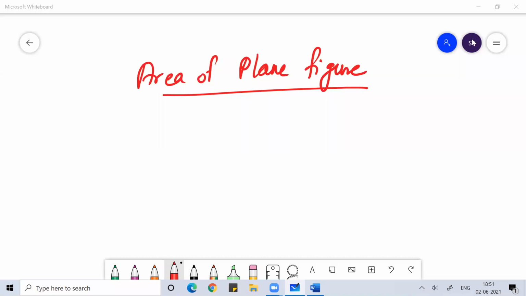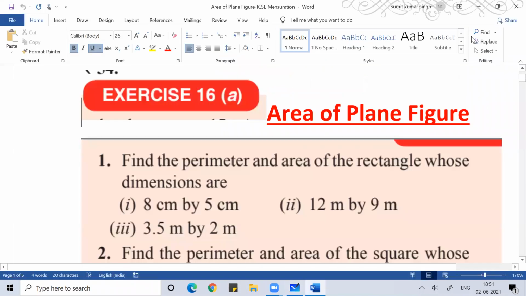We'll do this area of plane figure. One by one, we'll do this numerical based on this exercise 16 here. So, find the perimeter and area of a rectangle with dimensions. One by one, we will find the perimeter and area of the rectangle. Very easy. So, what is the formula of perimeter?